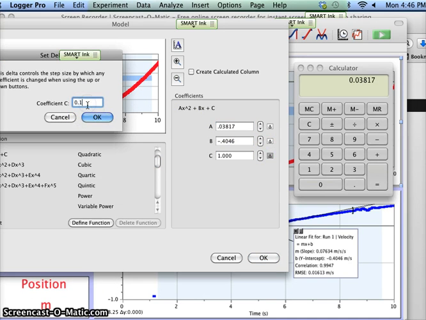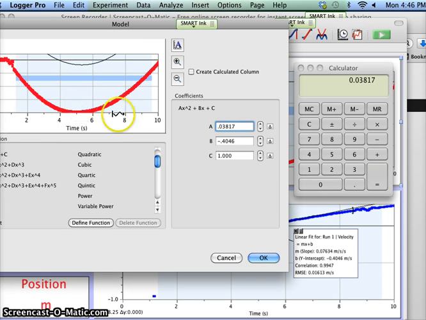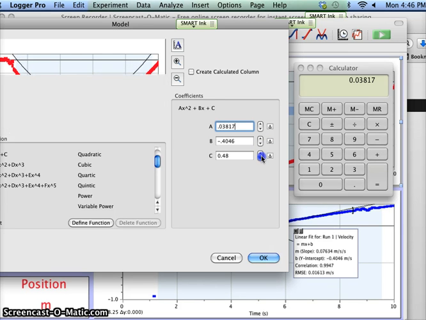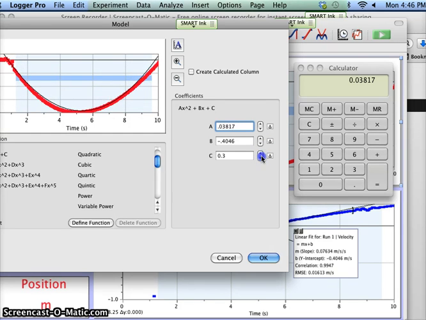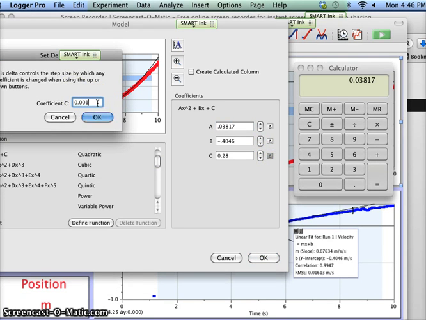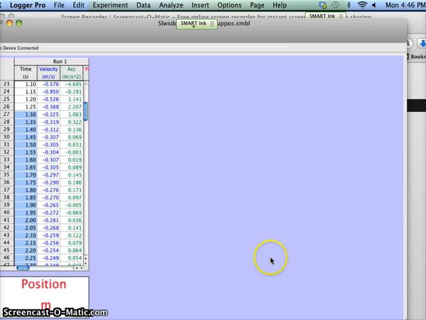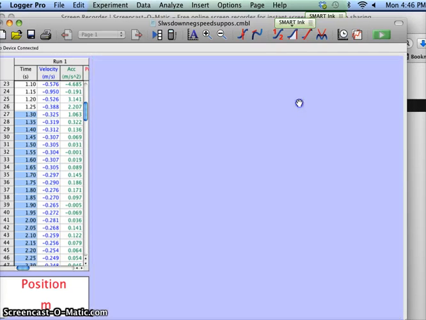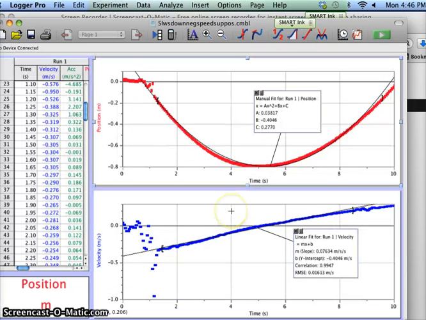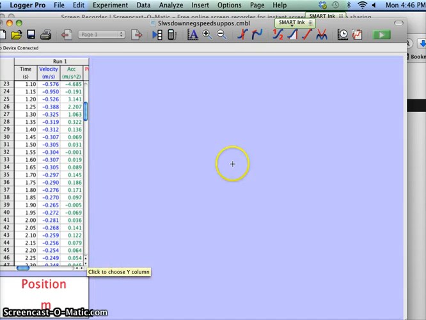Now I'll make this interval really small, 0.01, and I'll gradually change my initial position till my curve comes close to our data. Pretty good, looking good. Maybe I'll make this interval smaller, 0.001. But that looks pretty nice. I can live with that. I'll hit OK. So now we have a position time graph and velocity time graph for our car.